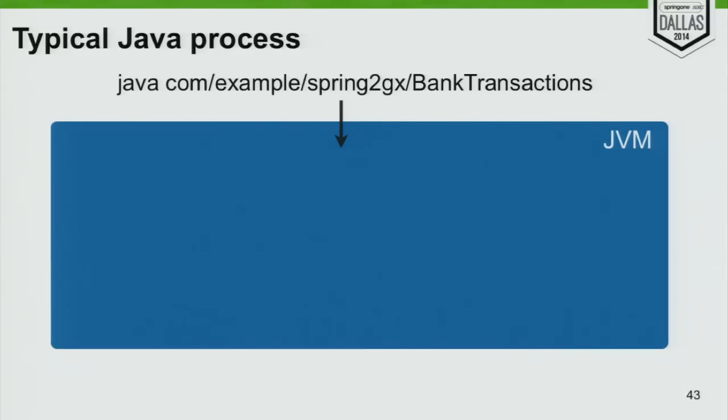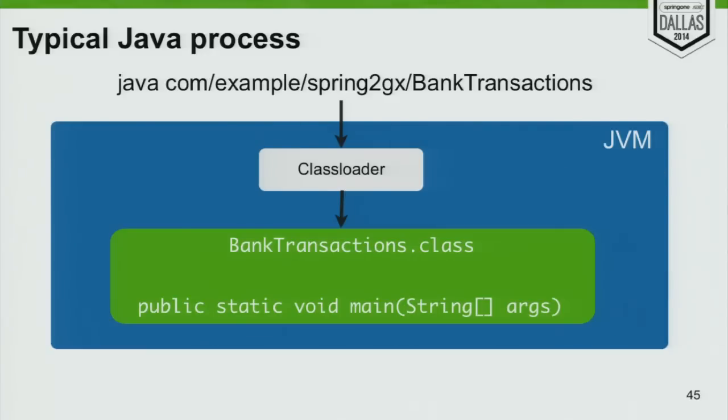We run Java with the class that has our main method. It goes into the JVM. It's loaded by a class loader. The main method is called, it does our processing, and "transactions completed" gets printed out.